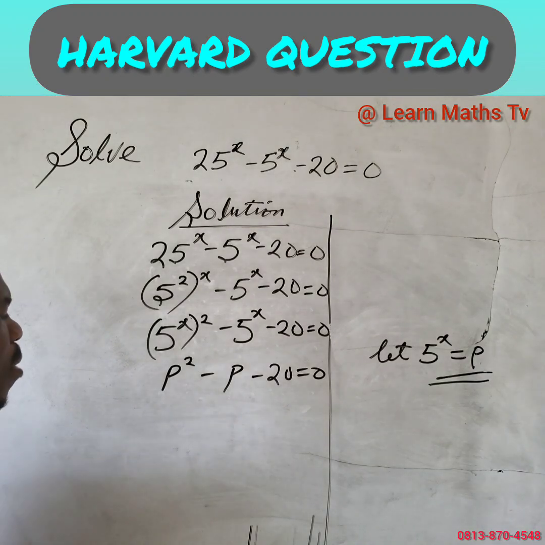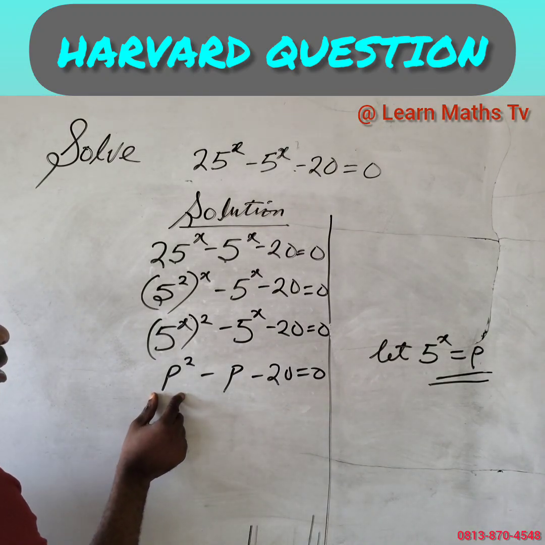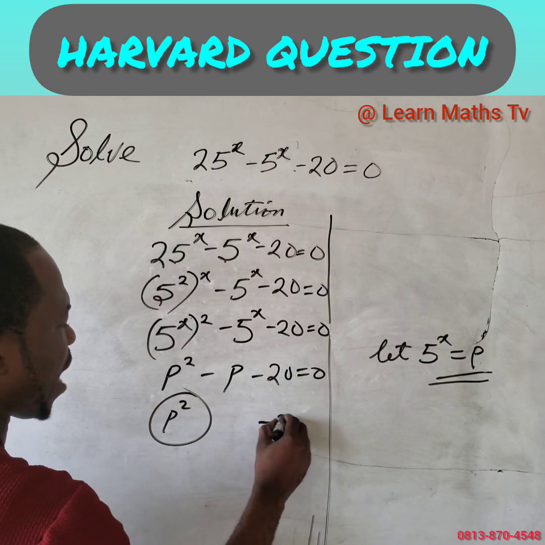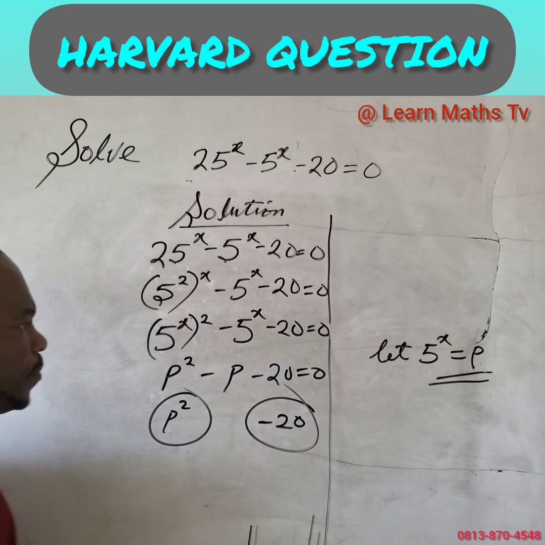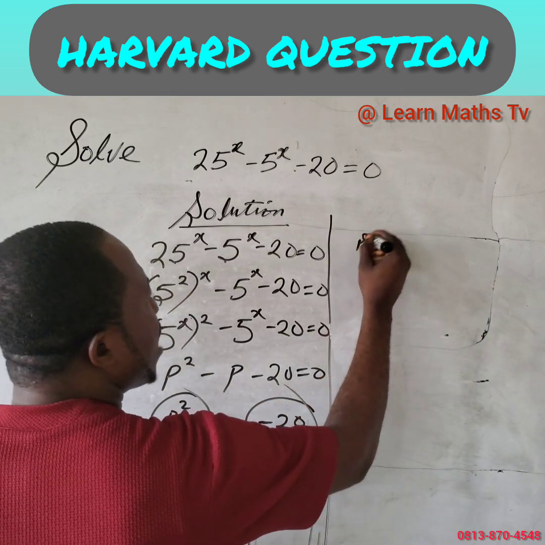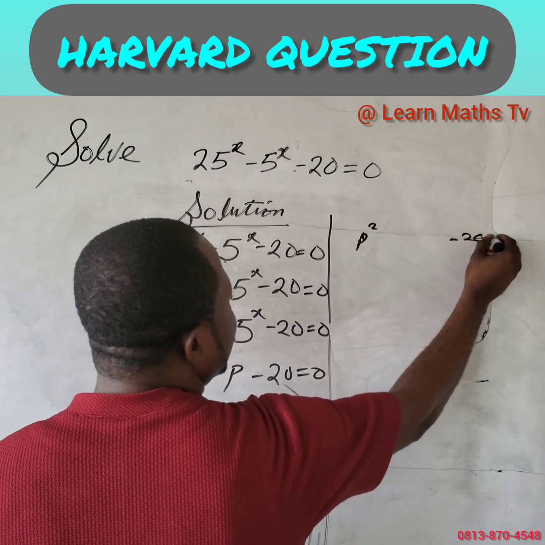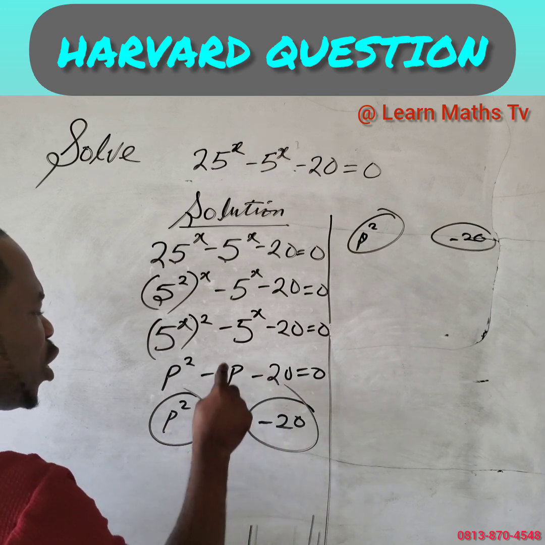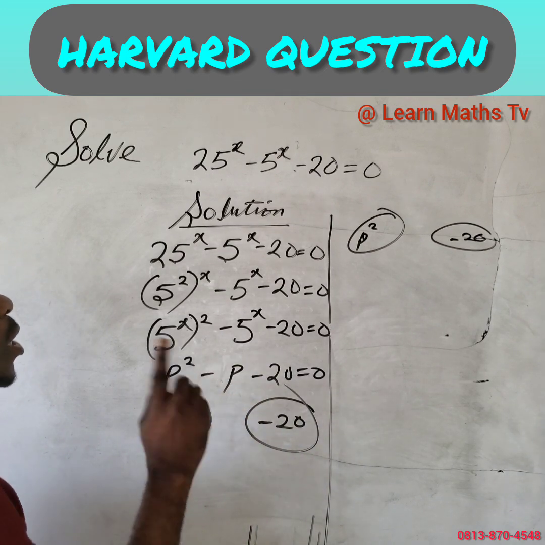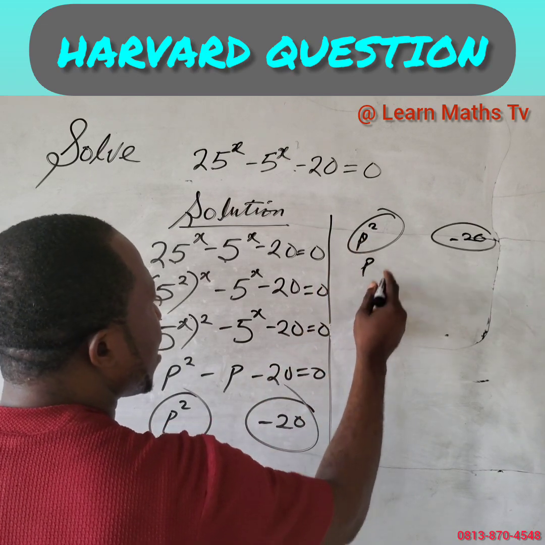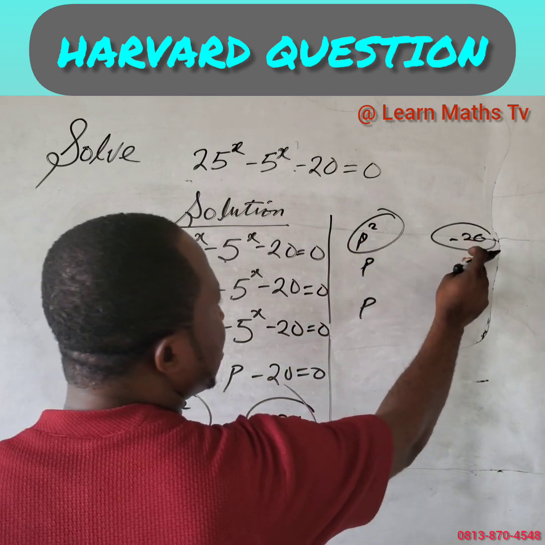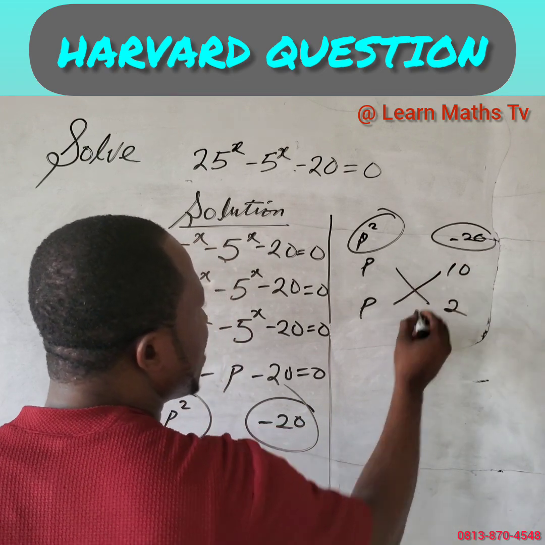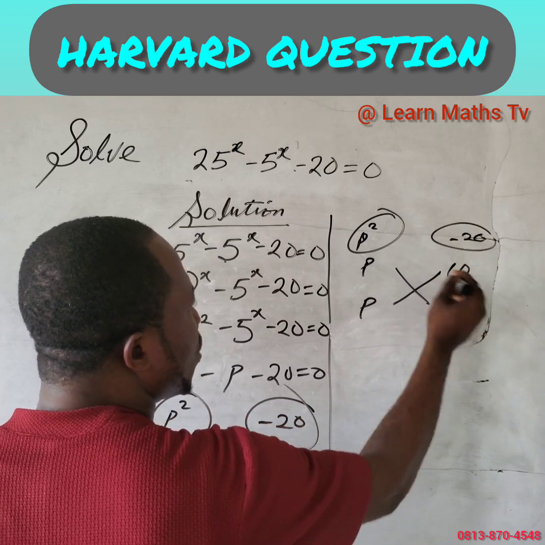Of course, if we're using the trial and error method, we're going to find the pairs of p squared and the pairs of minus 20. Having p squared and minus 20, our target is to find, with the pairs of p squared and minus 20, the coefficient of this p, which is minus 1. So if I have p here and p here, of course these are the factors of p squared, and finding the factors of 20, let's say we have 10 and 2. Let's use the scissors method. And of course this is minus 20, 10 times 2 is 20, let's put minus.